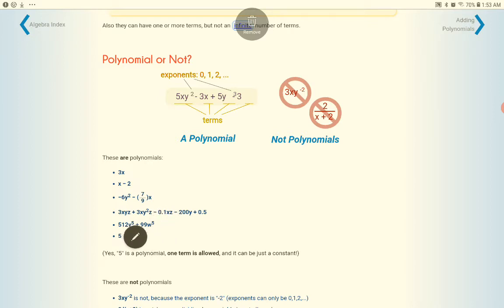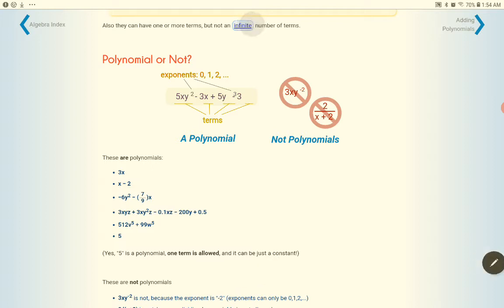5 is also a polynomial because it is a constant. You can think of the variable as having an exponent of 0, since x to the power of 0 is just 1. So a constant is a polynomial of degree 0. So yes, a constant can be a polynomial.